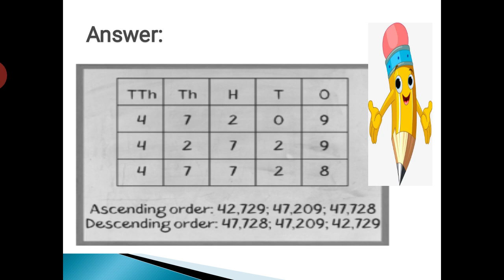Now talking about descending order. Descending order means the greater number we put in the beginning. So first we'll put 47,728, then 47,209, and then at last the smaller number, that is 42,729. So you can clearly see, ascending order is from the smallest number to the biggest number, and descending order is from the biggest number to the smallest number.